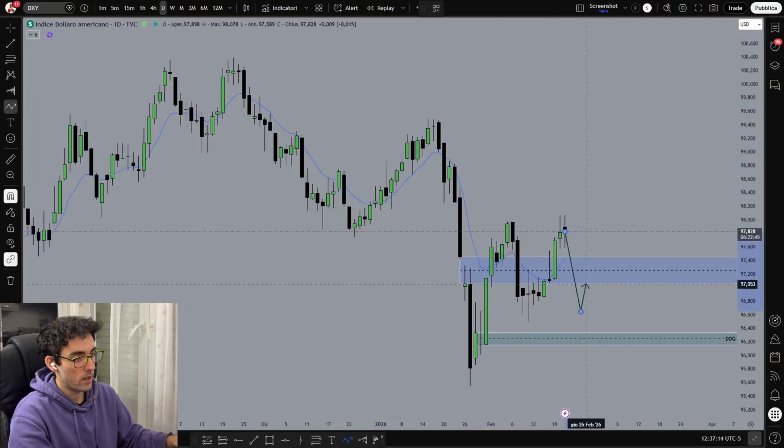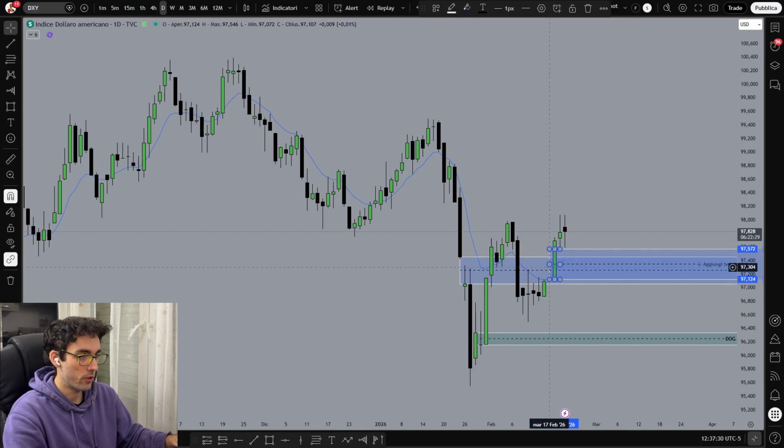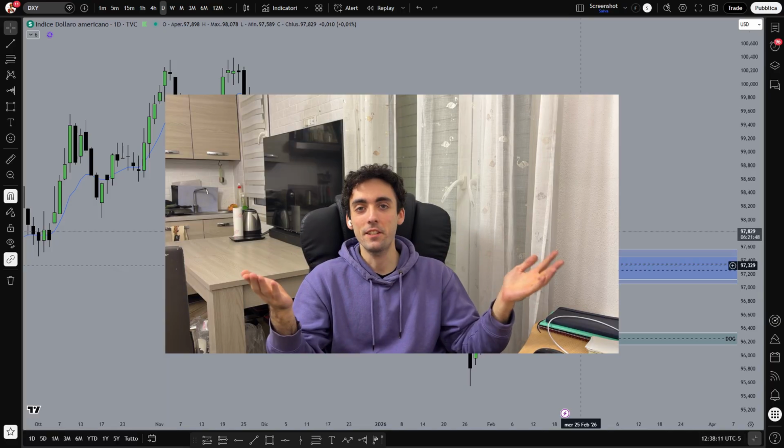Or we might see some downward expansion like this, retesting this volume imbalance, then reaching this daily opening gap and maybe this swing low. Honestly, I'm not sure, but I think that this area right here will be decisive and that once we see how price reacts inside of this area, we will know what the bias is on higher timeframes. So this is it for the video.